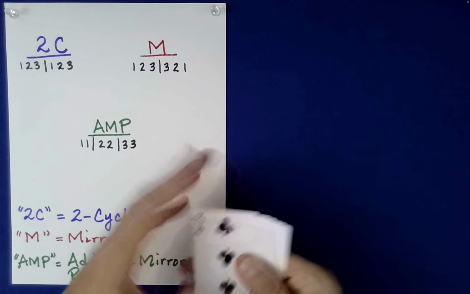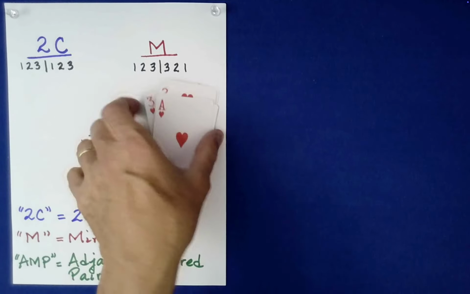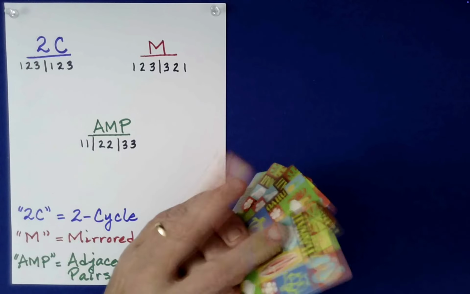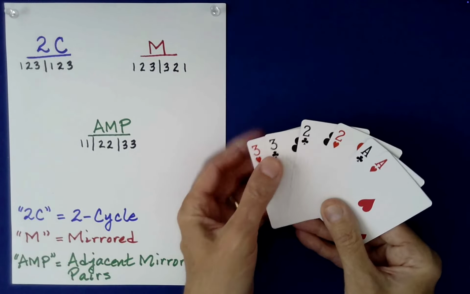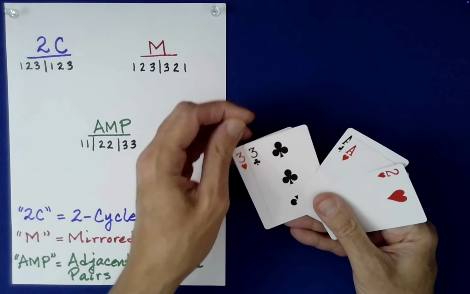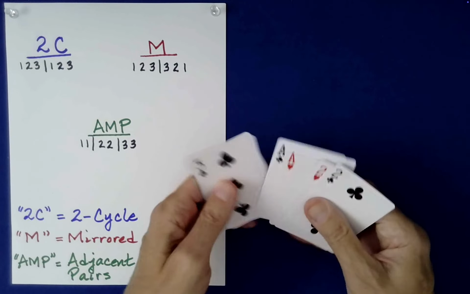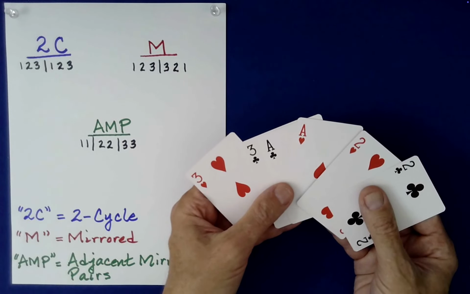And more importantly, even the blocks themselves could be in different orders. So instead of having on the top, this is the top of the deck, a packet of aces, now we have 3s, and then 2s, and then aces. Okay, so we could rearrange these pairs and not fundamentally change the underlying structure. This is still, quote, an AMP.